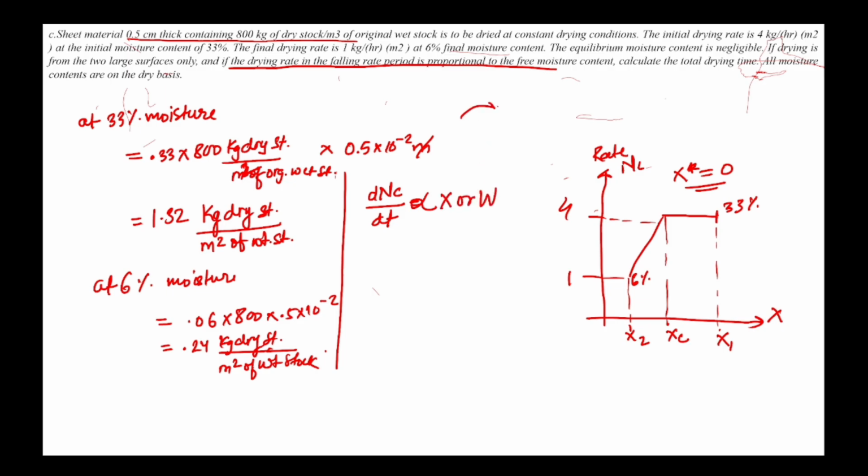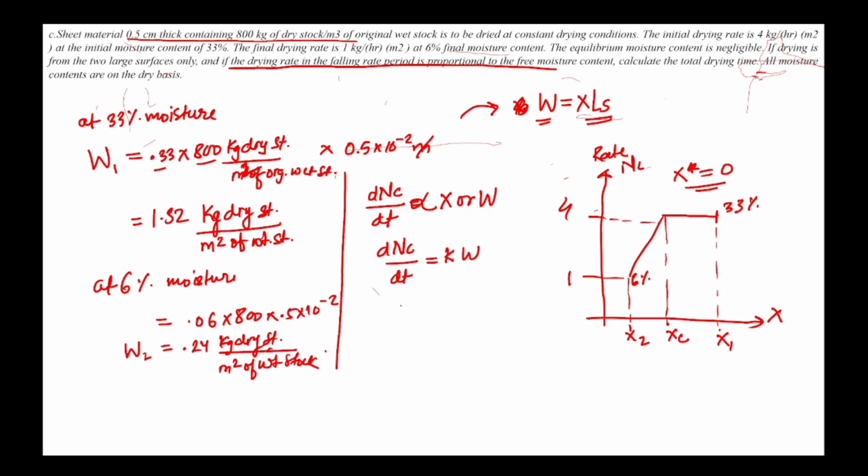How does X become W? W is equal to the moisture content into the weight of the solid, the dry stock. Like this, we have to find the value of W1 and W2. So this becomes W. Now I can write dW by dt is equal to kW.